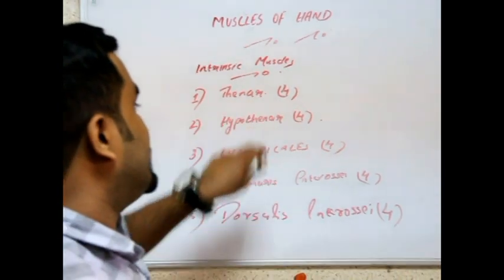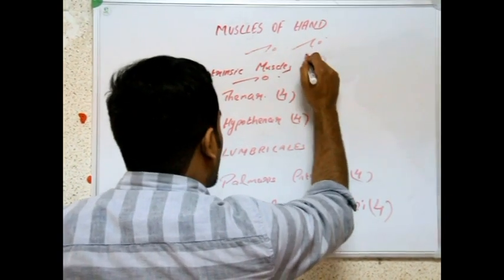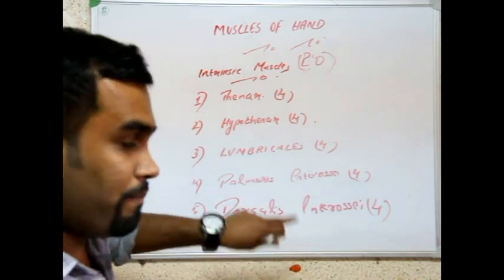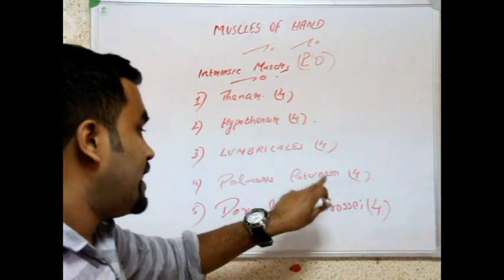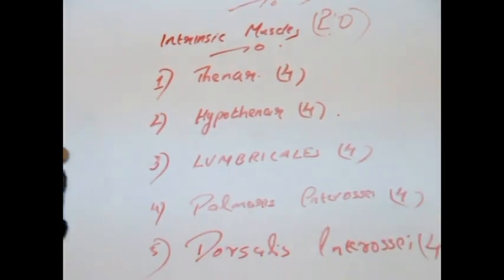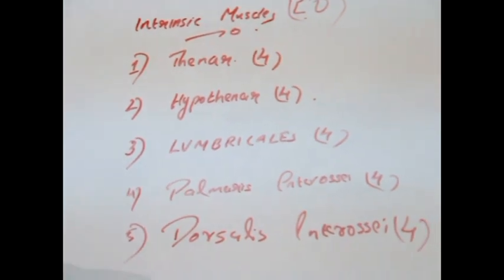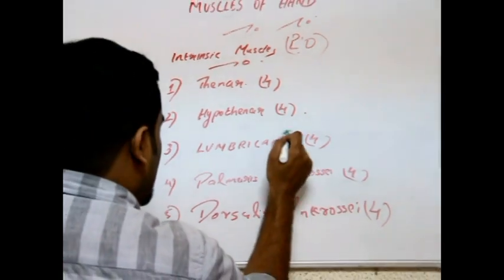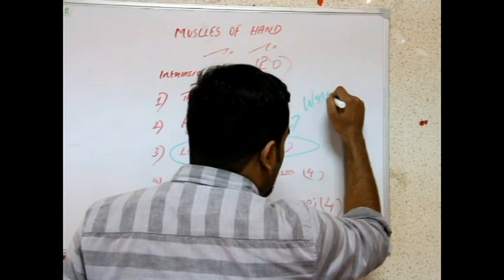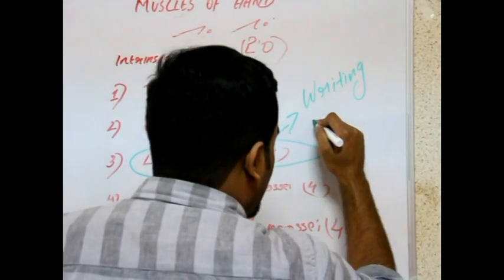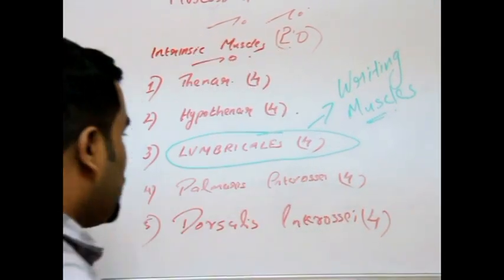So intrinsic muscles, they are 20 in number. So how 20? All these muscles make intrinsic muscle: thenar, hypothenar, lumbricals, palmaris interossei and dorsalis interossei. Okay. Now we will study each muscle and their function. I told you here the muscle lumbrical, they are important, very important, right? This muscle is asked in many MCQs, this is known as the writing muscle. The muscles which help in writing, okay? Writing muscle.